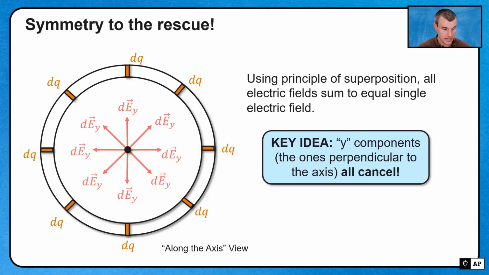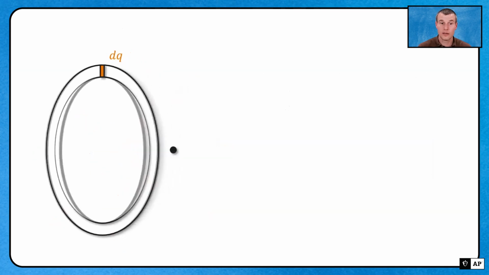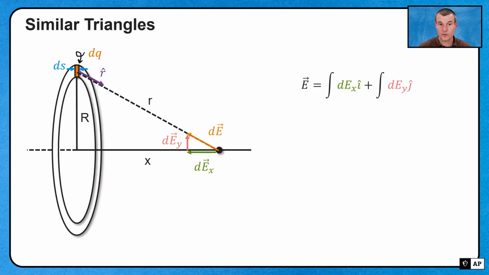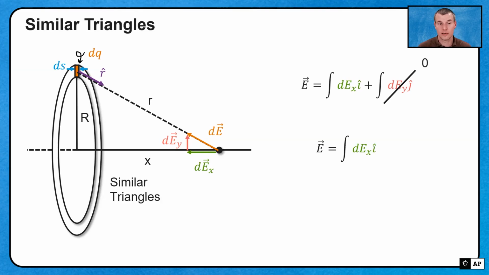They're all going to cancel. And how wonderful is that? Because they cancel, it means we don't have to worry about those y components. Hooray! So this whole term we can ignore. And so we're really just taking the sum of all the x elements, all these elements that are pulling to the left. If I summed those, I would find the total electric field.